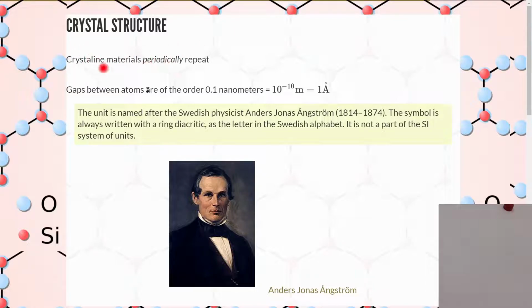Using this property that crystalline matter repeats. As soon as you've got this repetition, which gives you these lattice vectors, which gives you this reciprocal lattice thing. So the gaps between atoms are of the order of an angstrom.